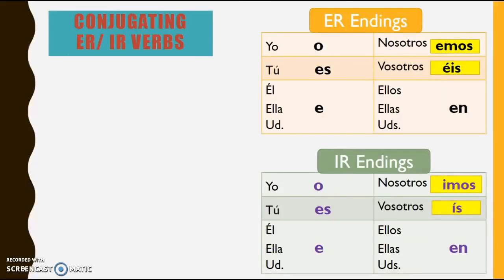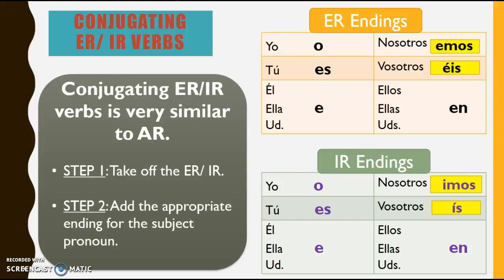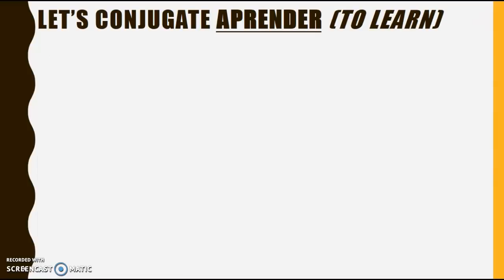Okay, so let's actually talk about how to conjugate. So once you've memorized the endings, remember that to conjugate a verb, it's very similar to AR, of course. All we're going to do is take off the ending. So we're going to take off the ER or the IR. And then step 2, we're going to add the correct ending for the subject pronoun, just like I added O for yo earlier. So when you're doing a verb that ends in ER, you will use the ER endings you see up there on the top that we just went over. And if you are conjugating a verb that ends in IR, you will use the IR endings, which is down there at the bottom. Okay, so I'm going to show you 2 examples, how to do an ER, how to do an IR.